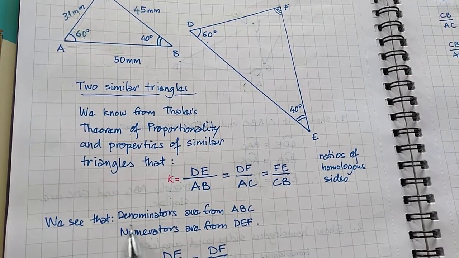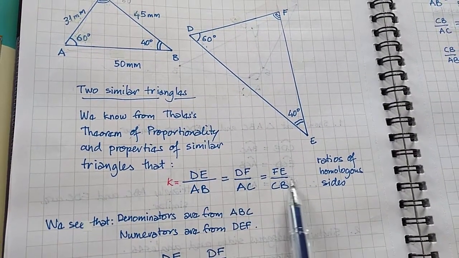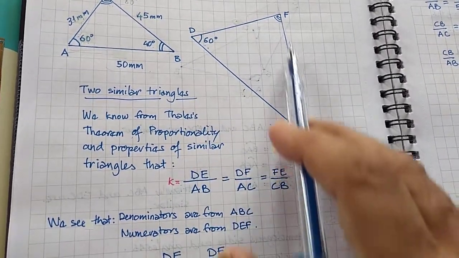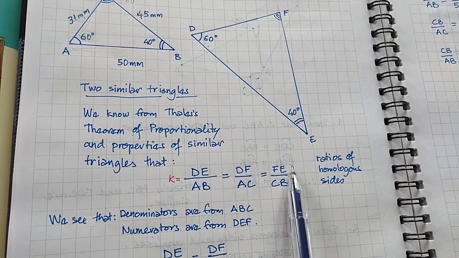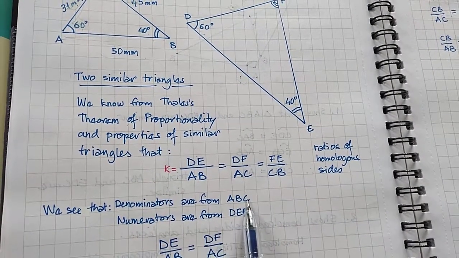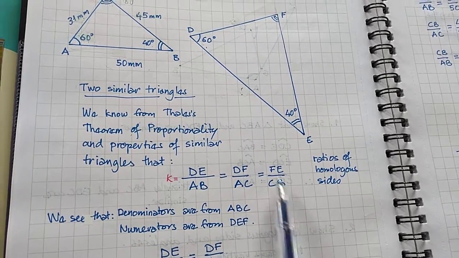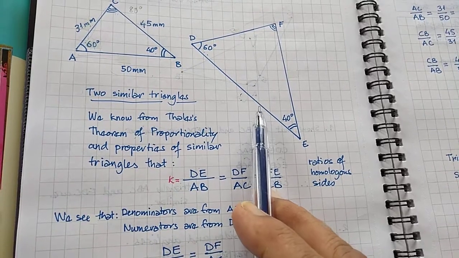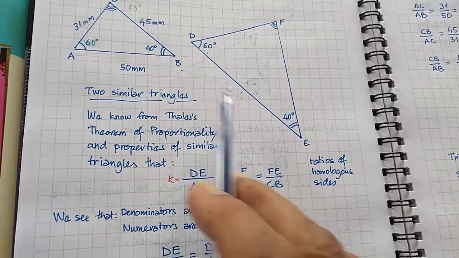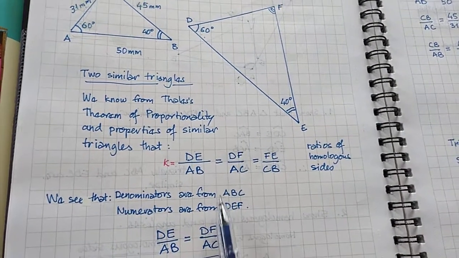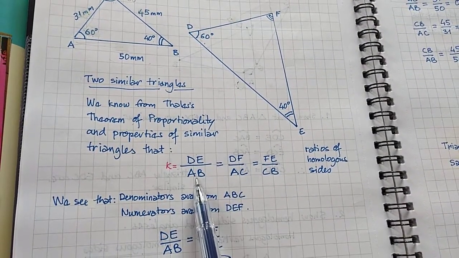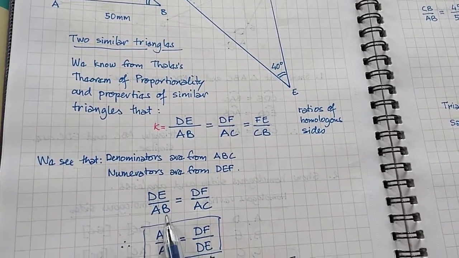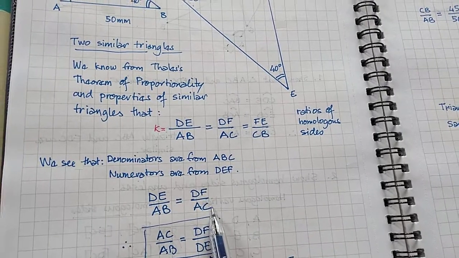So let us see first. First we see that in this set of equations, the numerators are all from this triangle, DEF. The denominators are from triangle ABC: AB, AC, CB. It's the ratio of the lengths of sides, two by two, of similar triangles. But let's take this first equation, DE over AB is equal to DF over AC. So we write it here, DE over AB is equal to DF over AC.